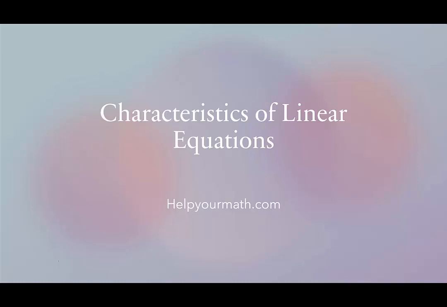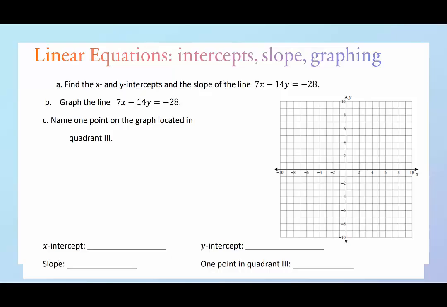In this video, we are going to look at characteristics of linear equations, including finding the intercepts, the slope, and graphing. So we're given this equation, 7x minus 14y equals negative 28, and it's written in a special form. I call it standard form. I think some people will call it general form. This is the ideal form for finding the intercepts. So we'll start by finding the intercepts first, and then we'll answer the rest of the questions.